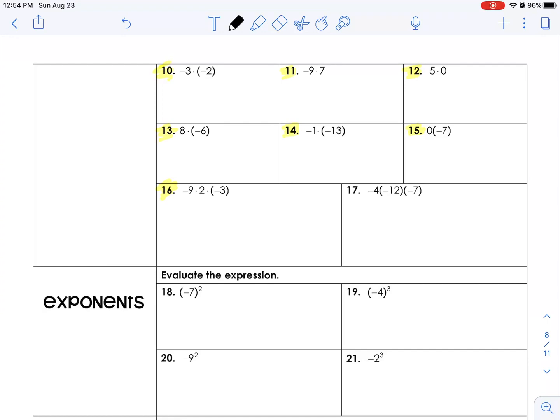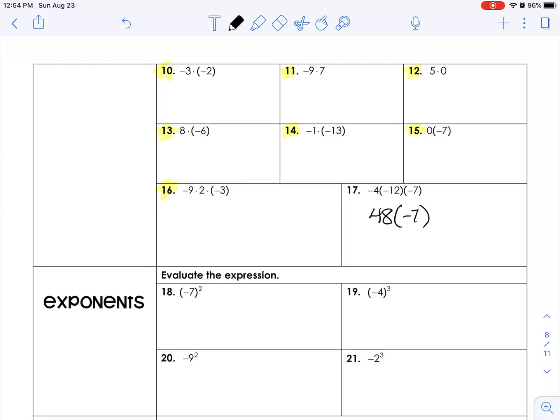And remember, with multiplication, it doesn't matter what order we multiply in, but I'm just going to go in order of the problem. So we know that 4 times 12 is 48, and that is a negative 4 and a negative 12, so your signs are the same, so it's a positive 48. Then we take that positive 48 times negative 7.